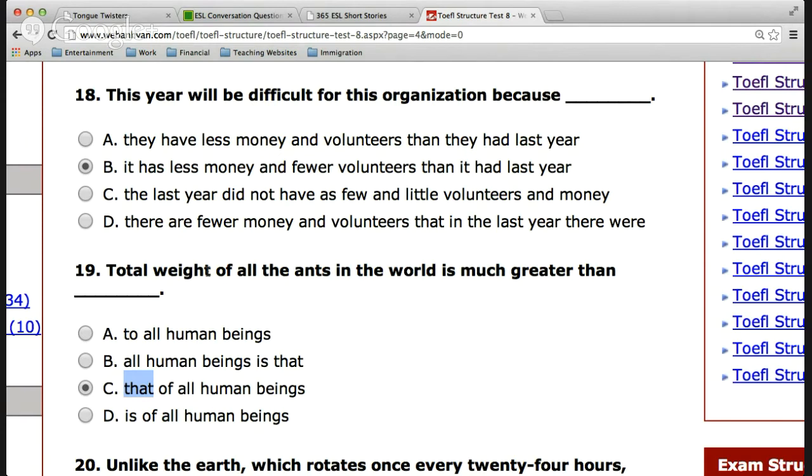That is referred to total weight. Then the weight of all humans. So you could say total weight of all the ants in the world is much greater than the total weight of all human beings. So instead of saying the total weight again, we just say that. All right. Very good. Let's go to number 20.